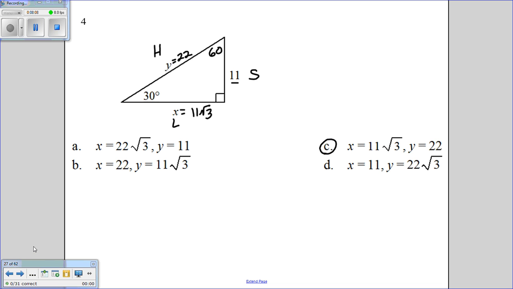And that concludes our lesson on the 30, 60, 90 right triangle.